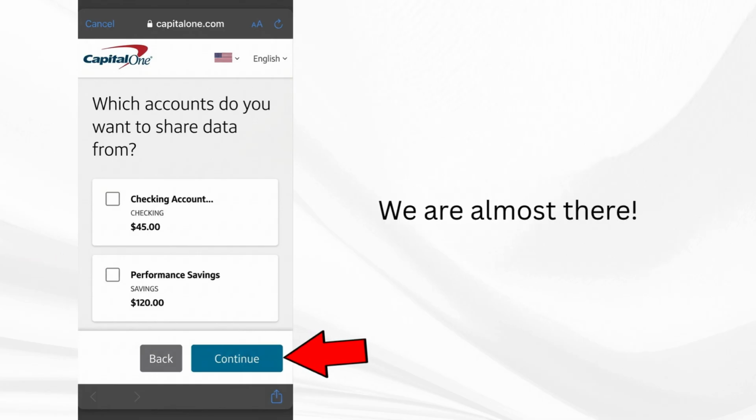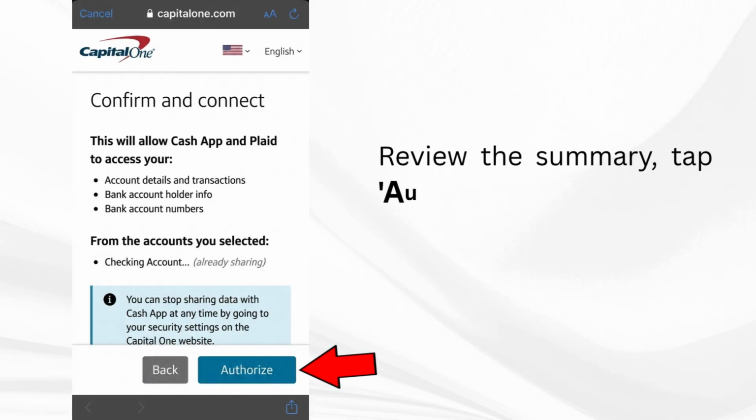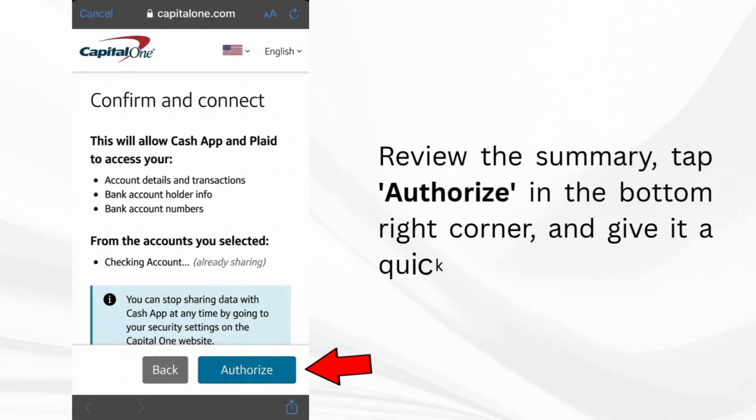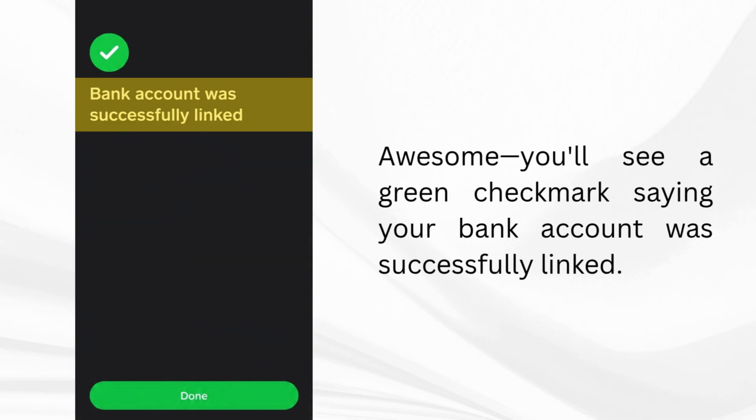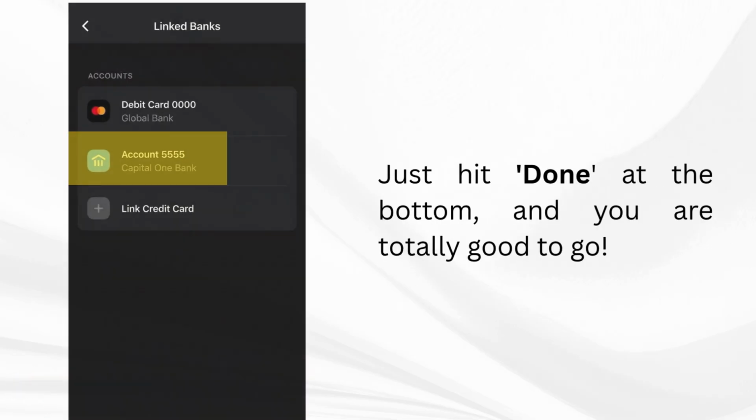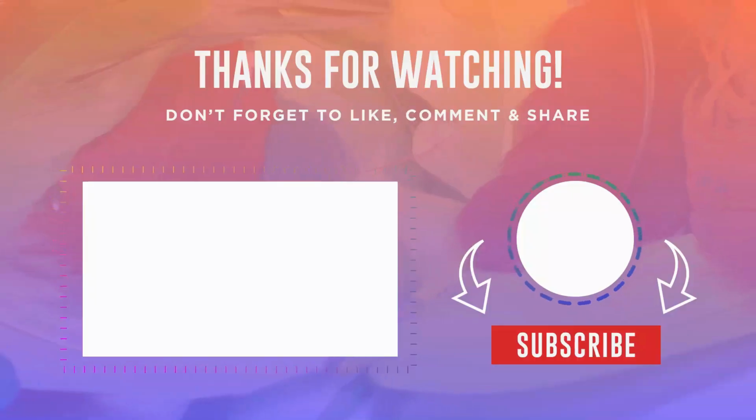We are almost there. Review the summary, tap Authorize in the bottom right corner, and give it a quick second to process. Awesome! You'll see a green check mark saying your bank account was successfully linked. Just hit Done at the bottom, and you are totally good to go. And that's all it takes.